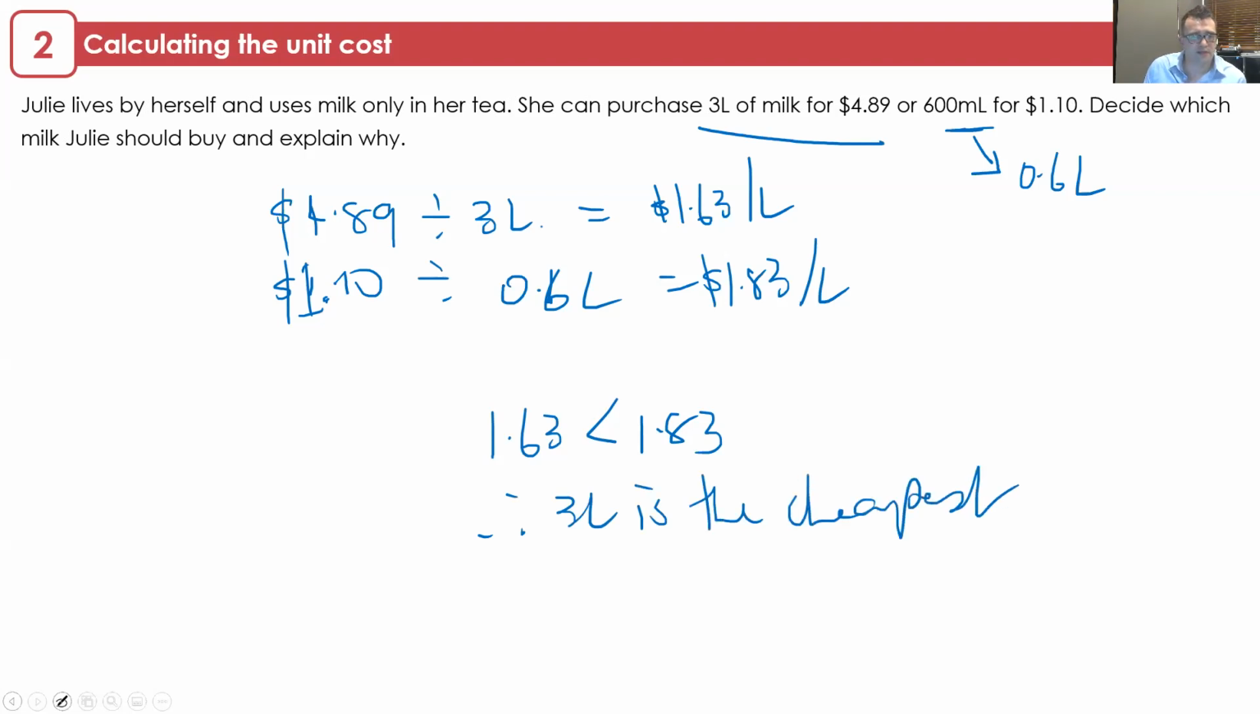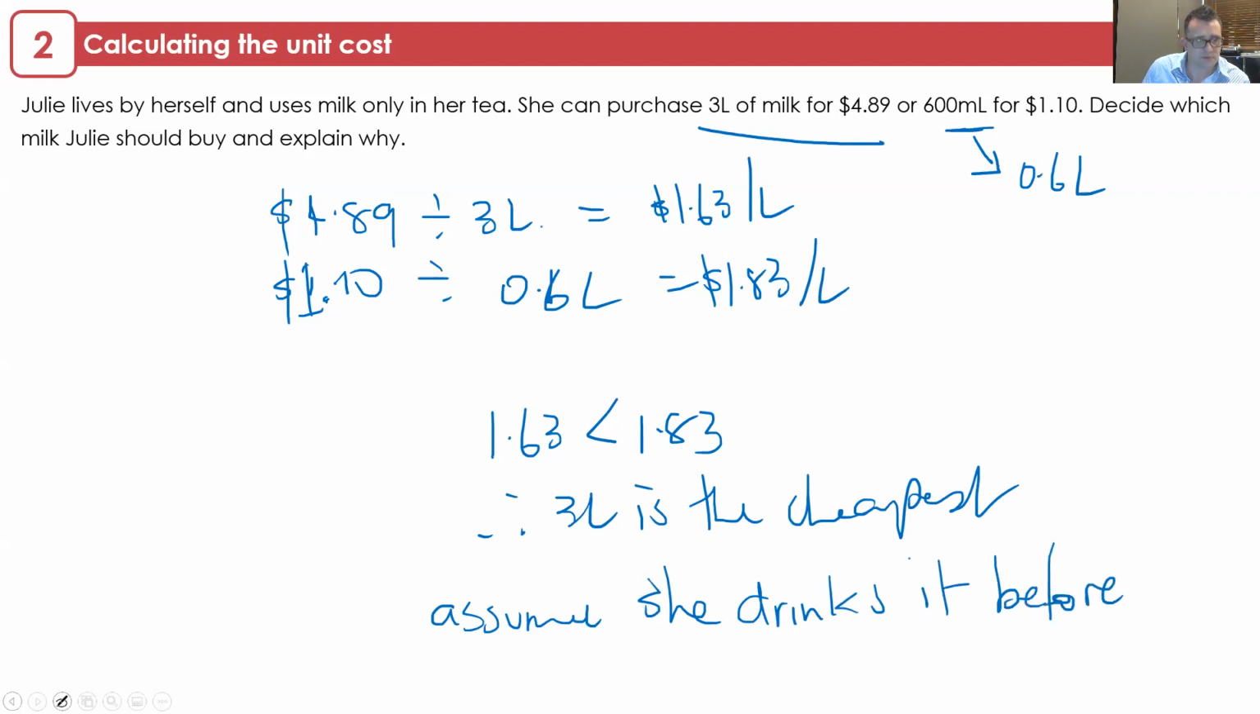And I guess we then have to make a statement, where this is assuming she drinks it before expiry. If she ends up wasting an amount of it, it may not be the cheapest.